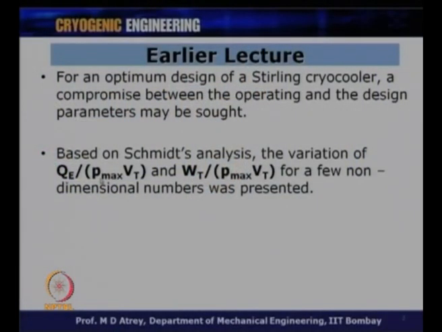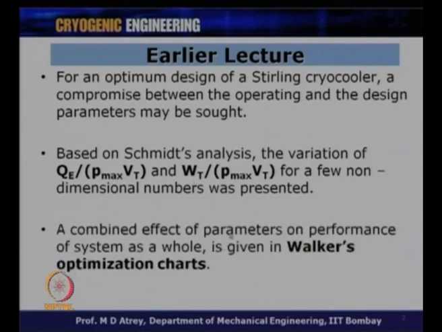Also, we had studied Smith's analysis, and we found that based on Smith's analysis, the variation of QE divided by P max into Vt, which we called Q max, and Wt upon P max into Vt, which is called W max, for a few non-dimensional numbers was presented. So, we understood how these parameters Q max and W max vary with respect to various parameters. A combined effect of parameters on performance of the system as a whole was given by Walker's optimization chart, and we saw how these charts look and how we use these charts for initial design of Stirling cryocooler.